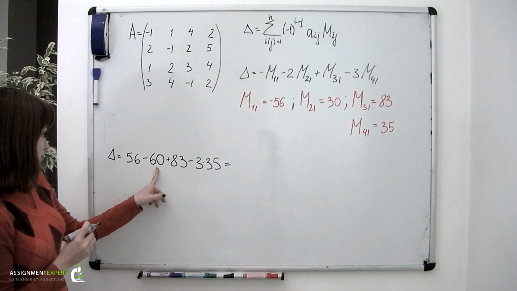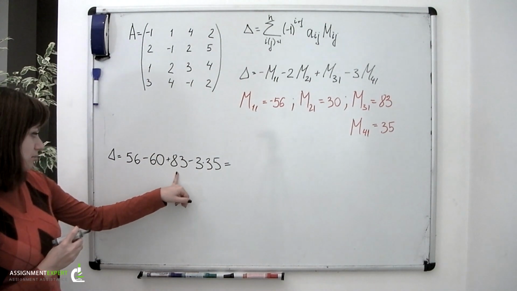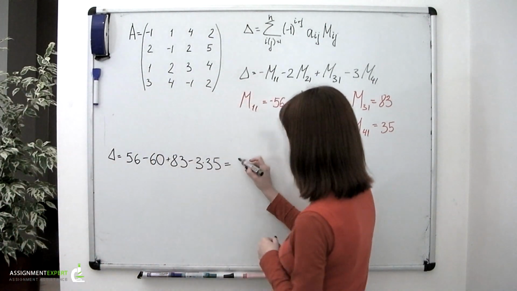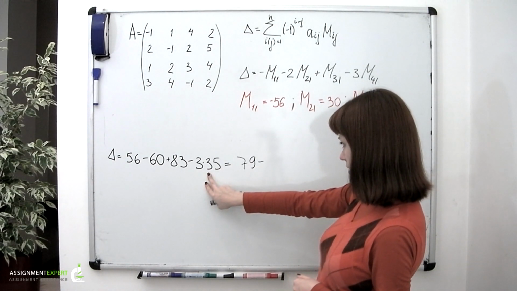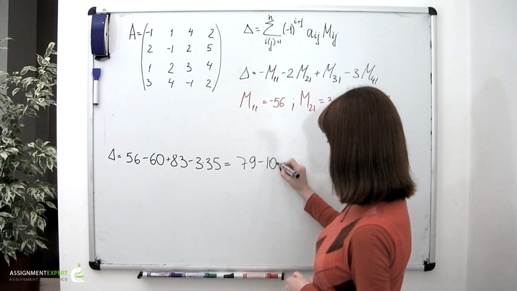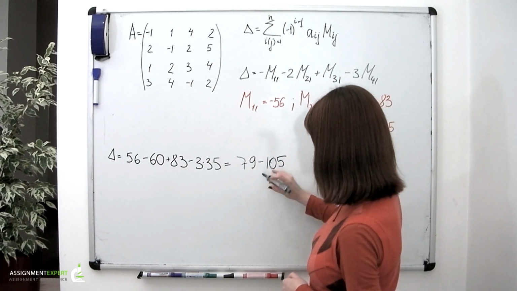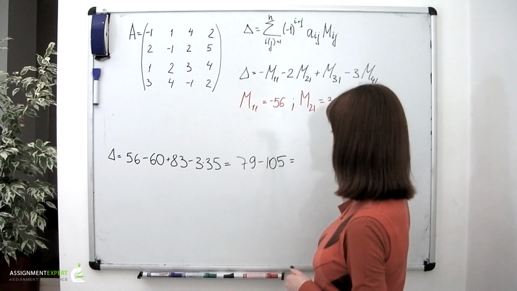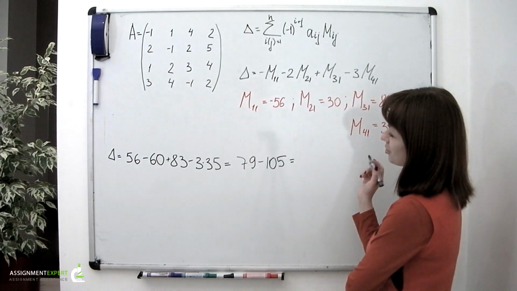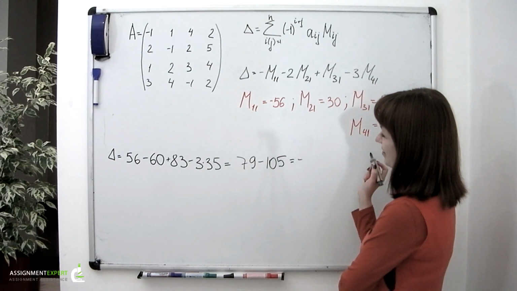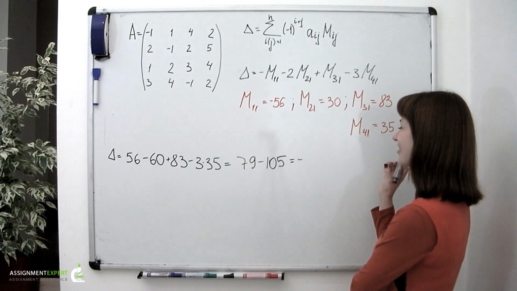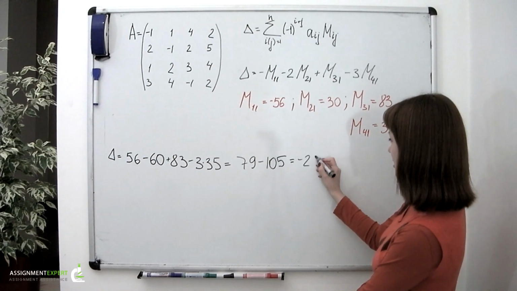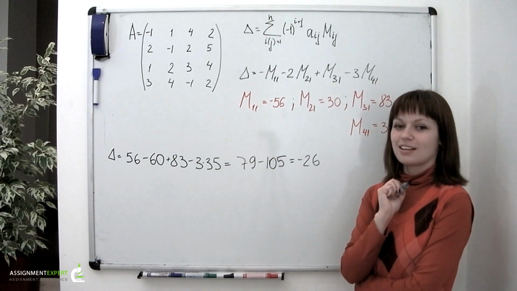So we have negative 4 plus 83, which is 79, minus 105. And that is equal to, I need a second here. 21 plus 5, negative 26. And that's our answer.